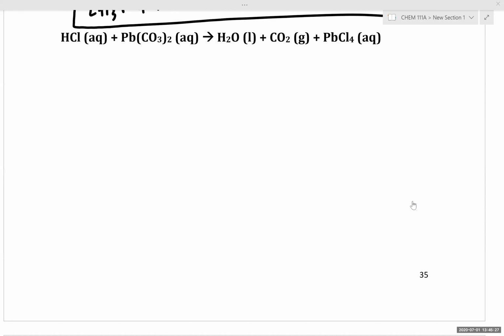This is a combination of an acid-base reaction and a decomposition reaction for those who are curious. We've actually performed a reaction similar to this in the laboratory, though not with lead, of course, because it's toxic. So let's spend another minute on this example, and then we'll discuss.